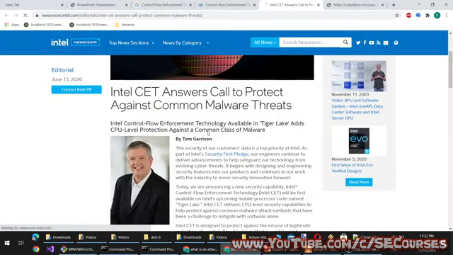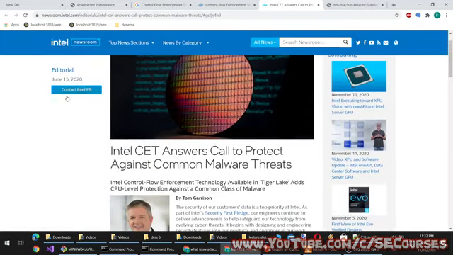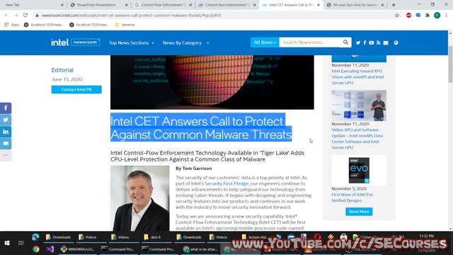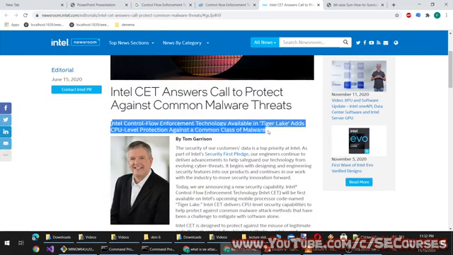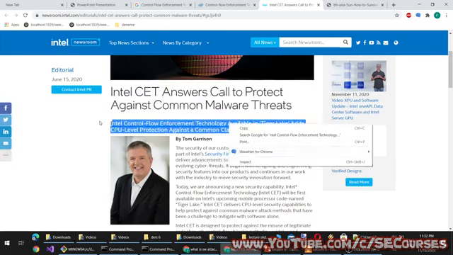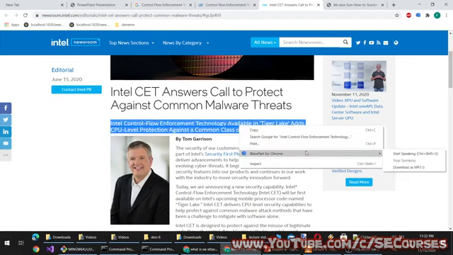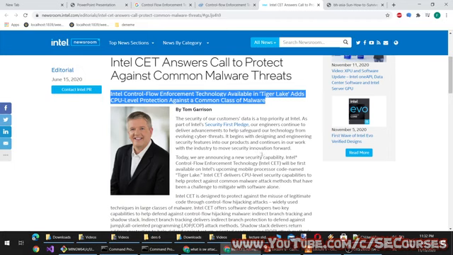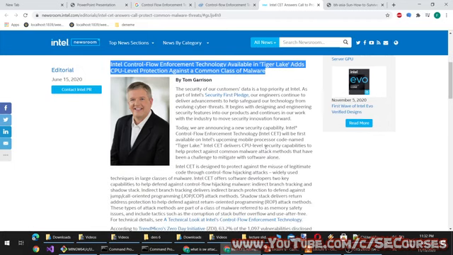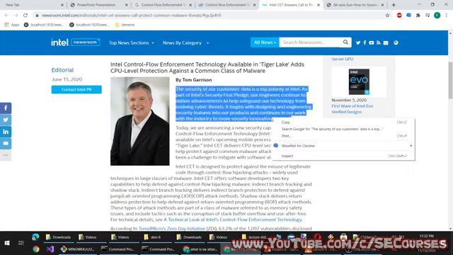Okay, there is news from Intel in 2020, June 15. So it is available in the Tiger Lake CPU, I suppose. Intel Control Flow Enforcement technology available in Tiger Lake adds CPU-level protection against a common class of malware. Let's read this.